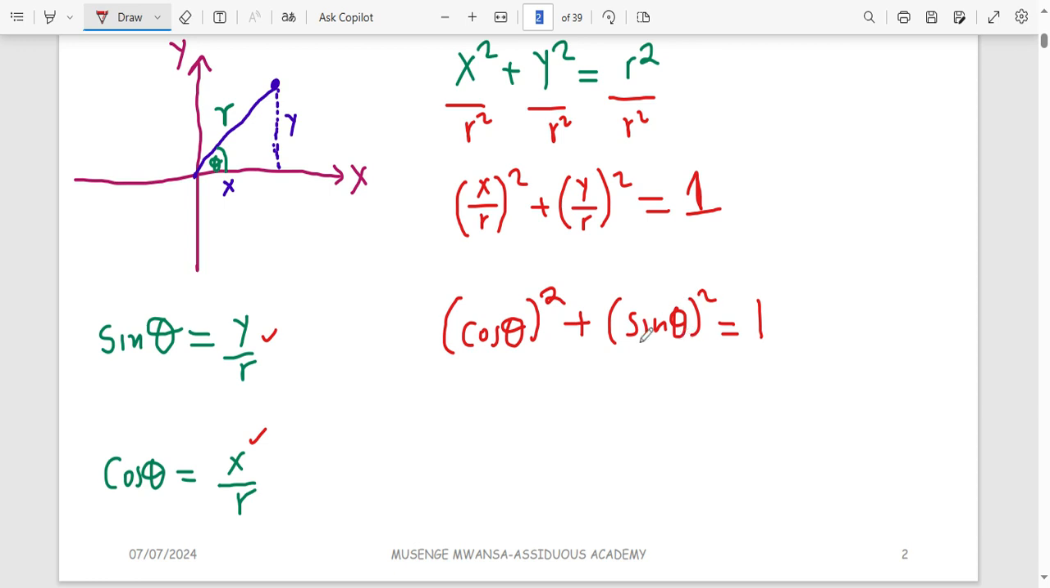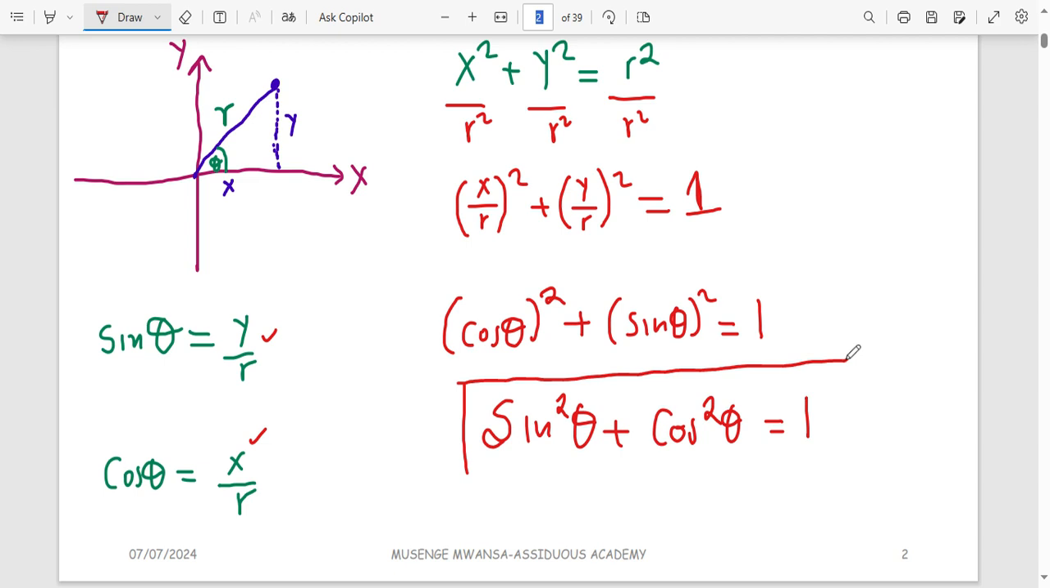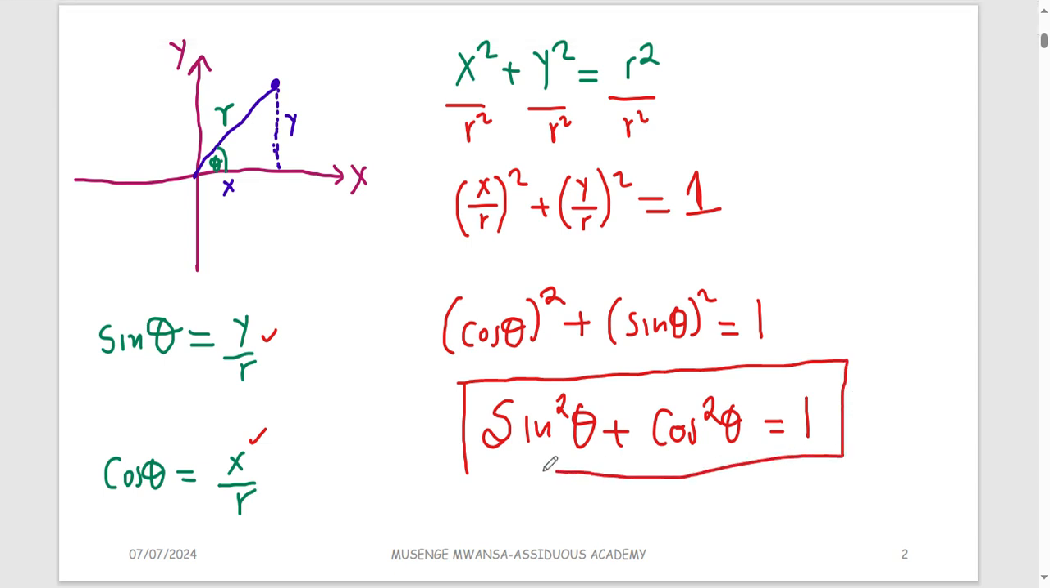Cos theta squared is the same as cos squared theta, and sin theta squared is the same as sin squared theta. So starting with the sin, this gives us sin squared theta plus cos squared theta equals 1. This is the basic identity from where all other identities will come. If you know this identity, then you basically know all identities.